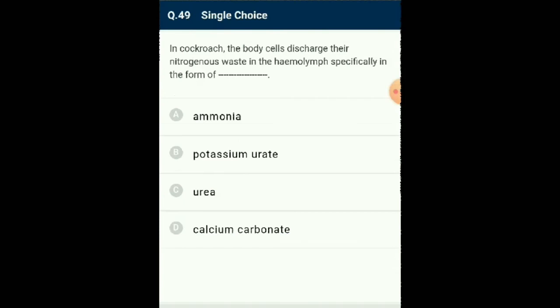Number 49. In cockroach, the body cells discharge their nitrogenous waste in the hemolymph, specifically in the form of. In cockroach, the excretion is performed by Malpighian tubules. The glandular and ciliated cells line each tubule through the hemolymph. The tubules absorb nitrogenous waste products and convert them into uric acid, which is excreted out through the hindgut in the form of potassium urate. The cockroach is uricotelic. Along with Malpighian tubules, the fat body, nephrocytes and uricose gland also help in excretion. So the answer is option B, potassium urate.